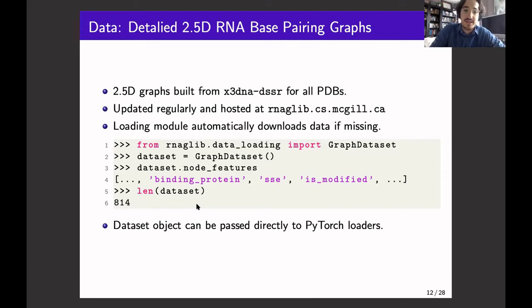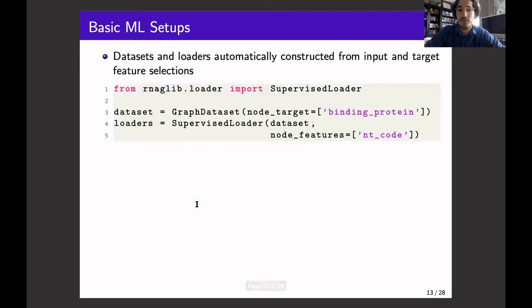And the nice thing is that this dataset object, you can work on it on its own to do analysis, or you can pass it to a PyTorch data loader if you wanted to train a machine learning model, for example. So I'm going to show some basic ML setups for that.